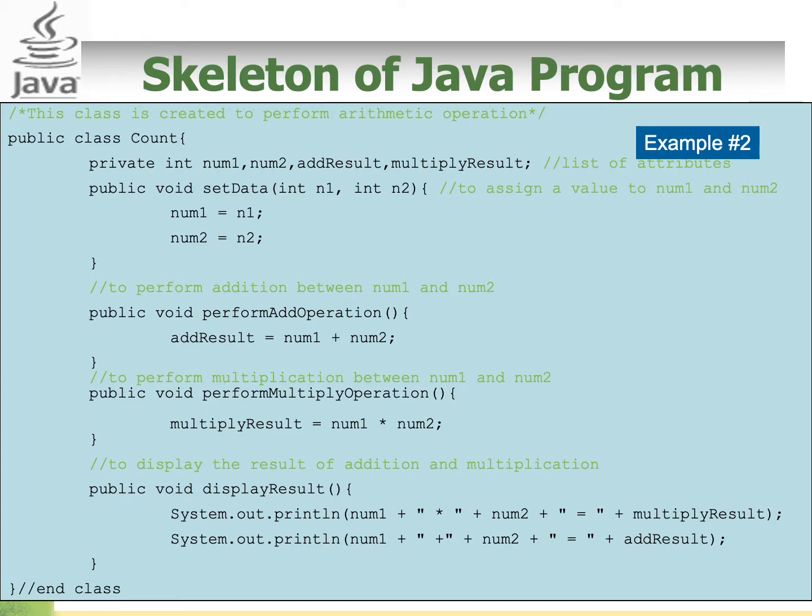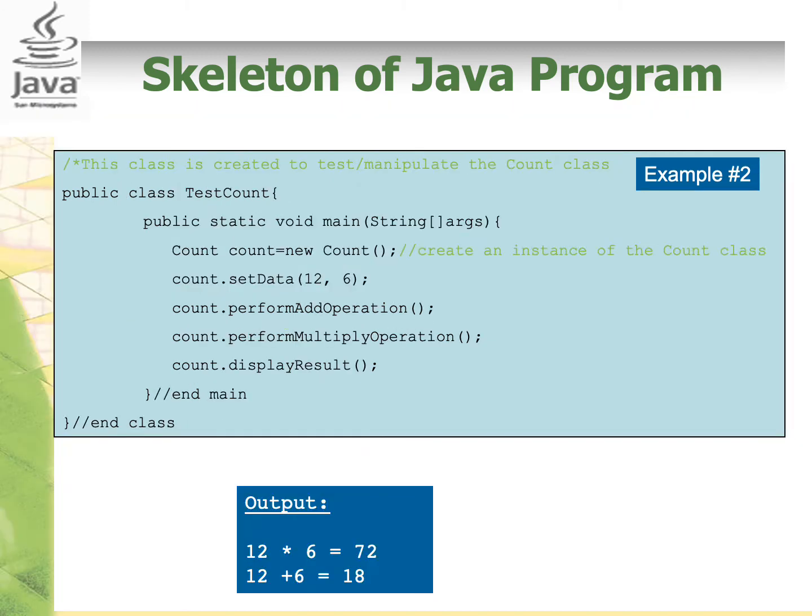Let's look at another example here. The class is called Count and it contains 4 methods, which are setData, perform_add operation, perform_multiply operation, and displayResult. Relating to the previous slide code, here we have another class called TestCount that contains the main method. In Count class before, we only have the 4 methods, but no main method. We need to have the main method so that JVM can execute it and display the result.